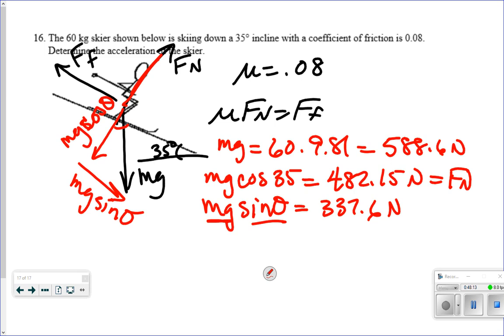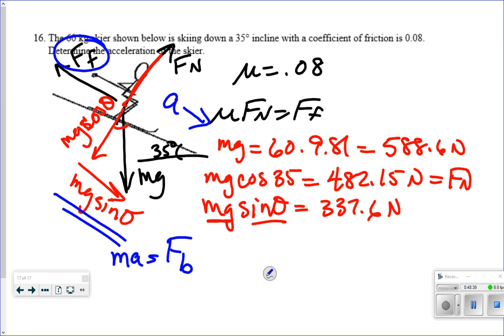Now, let's consider this is an accelerating body, right? And it is accelerating. I want to do this in a different color because I don't want you thinking I'm putting a force in here. I'm not. All right, it's accelerating down the hill, which tells me that the bigger force is going down the hill. This one is the smaller force going up the hill. So mass times acceleration equals the bigger force minus the smaller force.